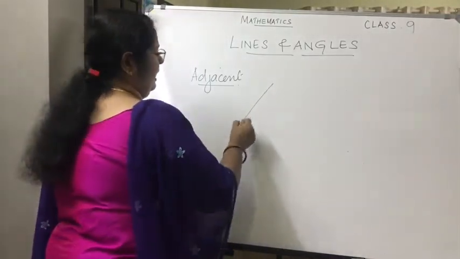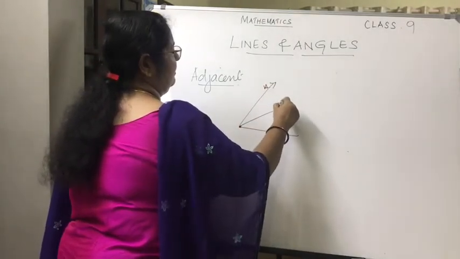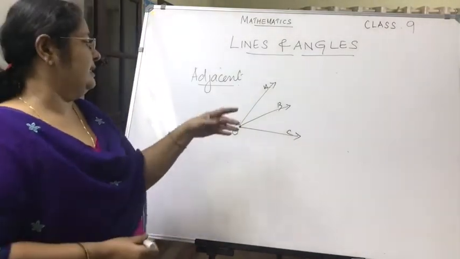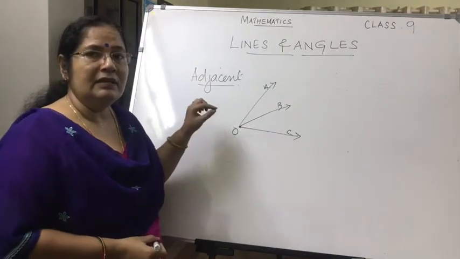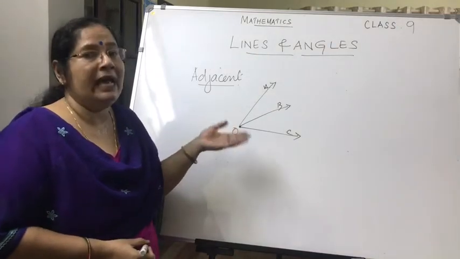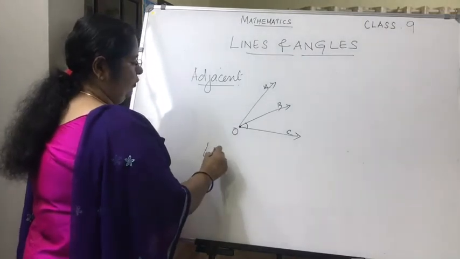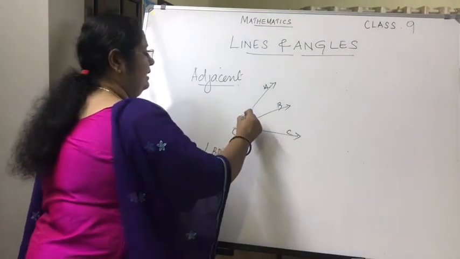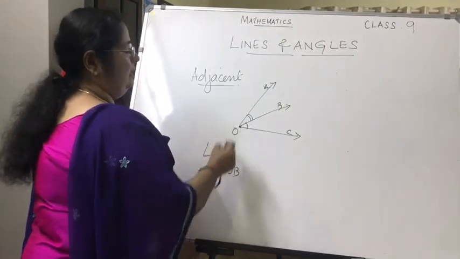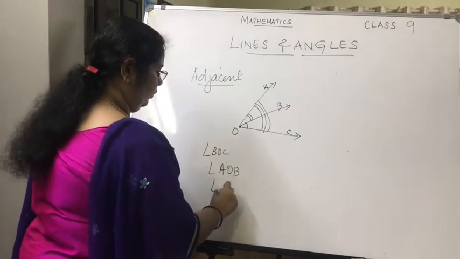So suppose you have like this. You are having three rays, say OA, OB and OC, starting from the same endpoint O. So O is a vertex and we have so many angles formed. See, this is one angle formed. Which is that angle? Angle BOC. Then this is another angle, angle AOB. And one more angle we are having. What is that angle? Angle AOC.